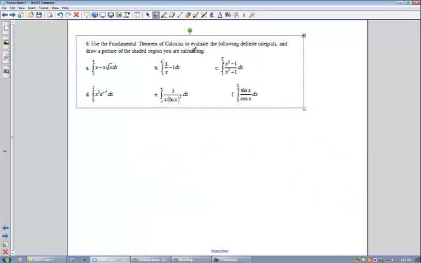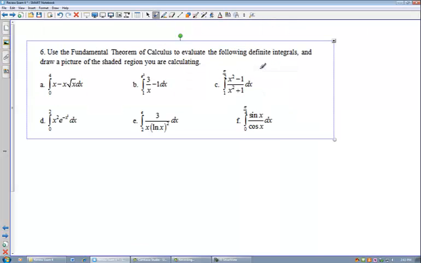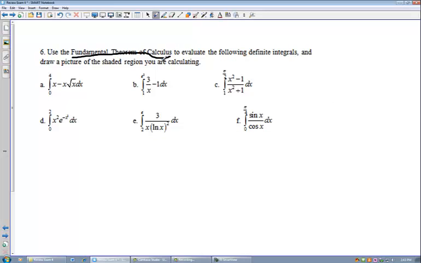All right, so the last problem, what we want to do is use the definite integral. We're going to use the fundamental theorem of calculus to evaluate the following definite integrals and draw a picture of the shaded region you are calculating. All right, so part A, I want to integrate this from 0 to 4 of x minus x root x dx.